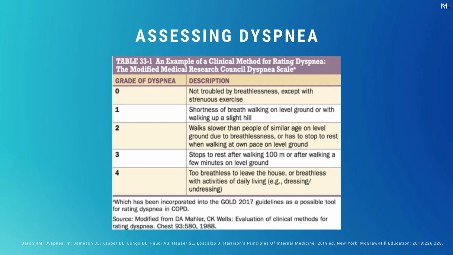Grade 2 is when the patient walks slower than people of the same age on level ground, or when the patient has to stop to rest when walking at own pace on level ground. Grade 3 is when the patient stops to rest after walking 100 meters or after a few minutes on level ground. And grade 4 is when the patient is too breathless to leave the house or do activities of daily living.